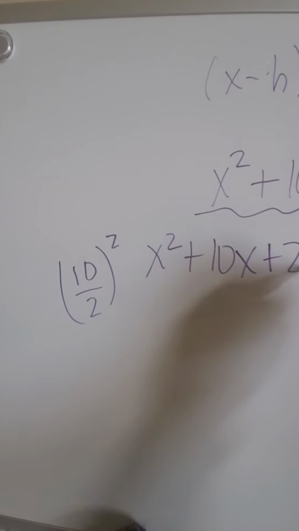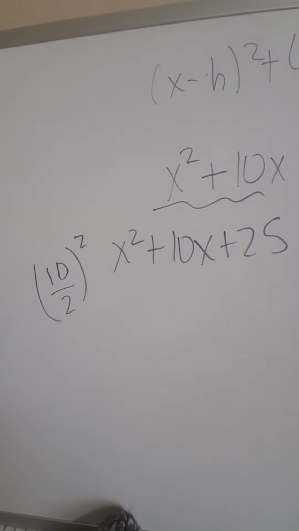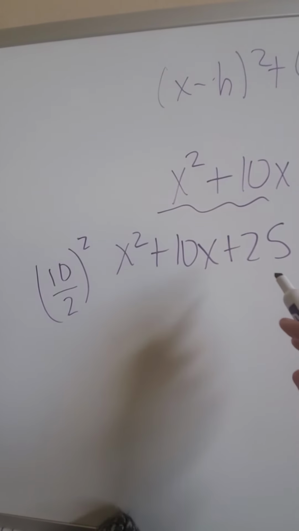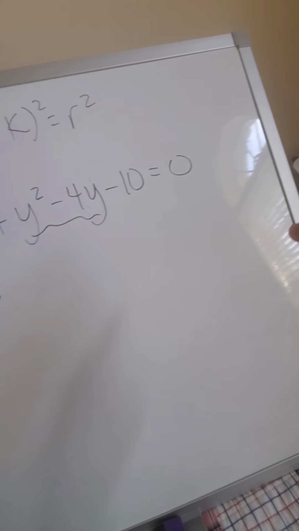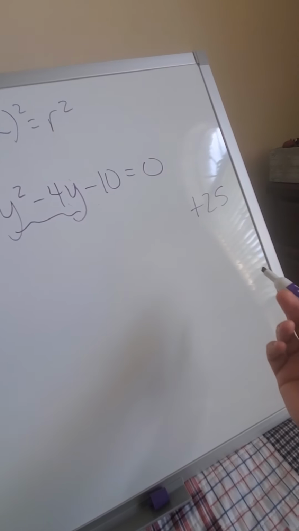So I'm going to add 25 to this right here. Everybody okay with that part? I know I'm adding more stuff. Now, if I add 25 here, I have to add 25 to the other side, because otherwise that's an issue.